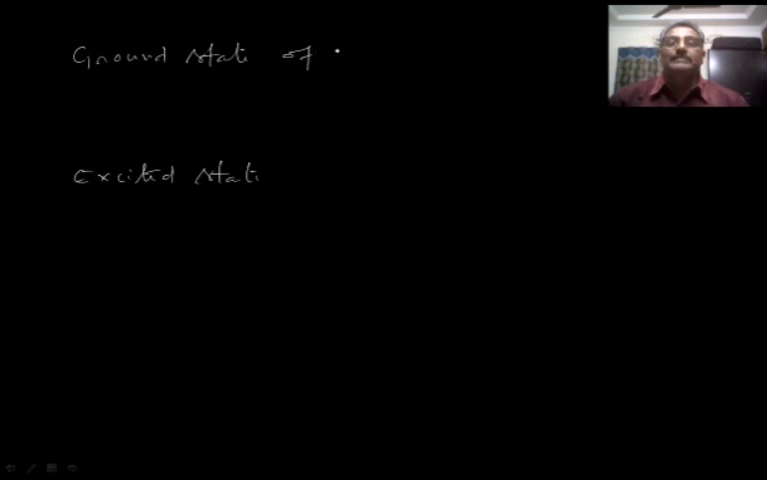Ground state of atom. What is meant by ground state of atom? The state of an atom in which all the electrons in it occupy their lowest energy levels as required by the n plus l values.